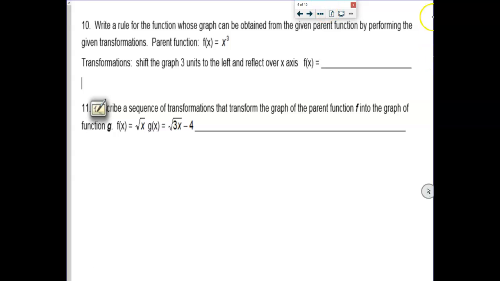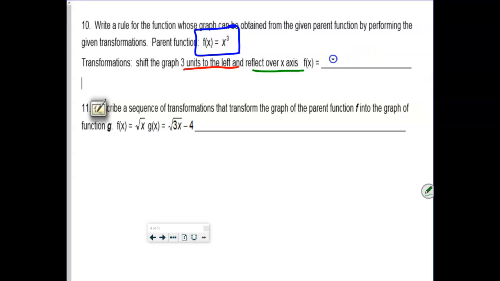This is, however, on the test. So parent function transformations. For your parent function in this example, they want you to use the cubic function. I would like you to perform 2 transformations: 3 units to the left, and then a reflection over the x-axis. So your parent function, if you shift it first 3 units to the left, where does a left shift occur inside of the function?